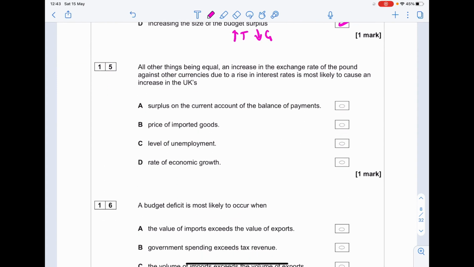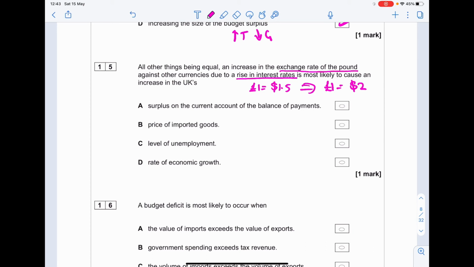At number 15, all other things being equal, an increase in the exchange rate for the pound. So an increase in the value of the pound means that the value of the pound goes from 1.5 to maybe $2. Okay, so that's what it means by an increase in the value of the pound, or it's called an appreciation. So this has happened due to a rise in interest rates. This is a key part of this question. It's due to the rise in interest rates. So it's most likely to cause what to the UK?